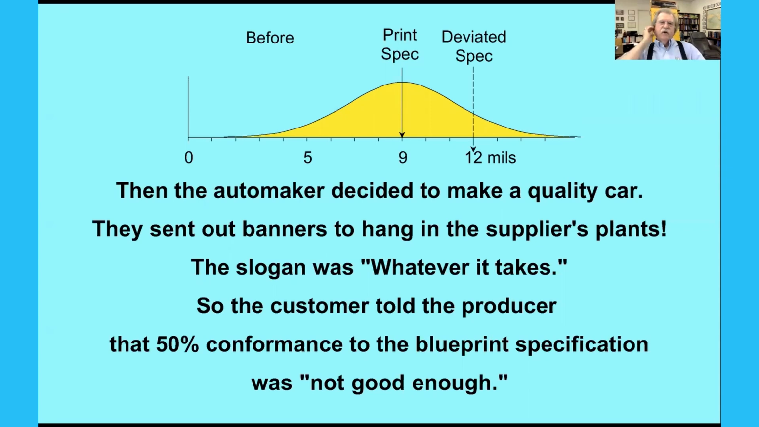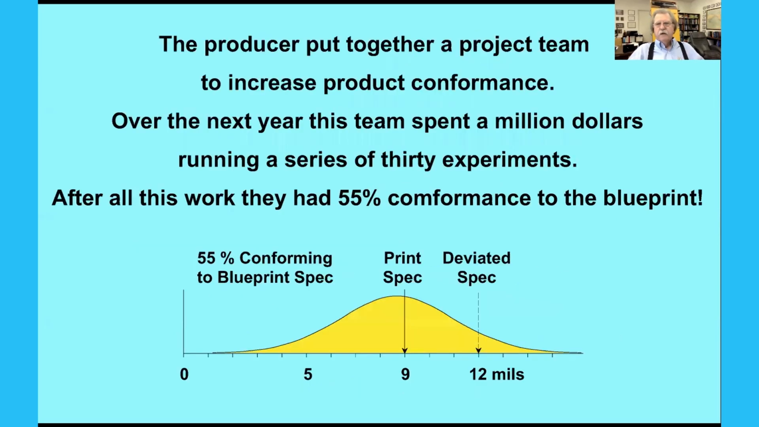So the customer told the producer, 50% conformance to the blueprint spec is not good enough. We get grilled by the automaker, we're going to be in trouble, and you're going to be in trouble. Well, this is a very profitable business, and the producer did not want to lose it. So he took a project team and put them together and set them to work to find out how to reduce the variation.